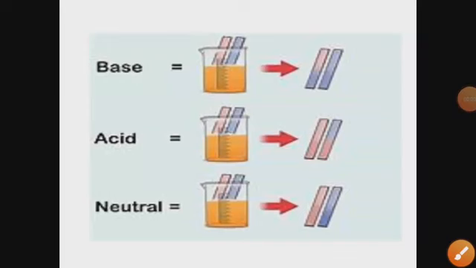Hello students, we were discussing indicators. Indicators can be of two categories, namely natural indicators and artificial indicators. So let's get started with the chapter.